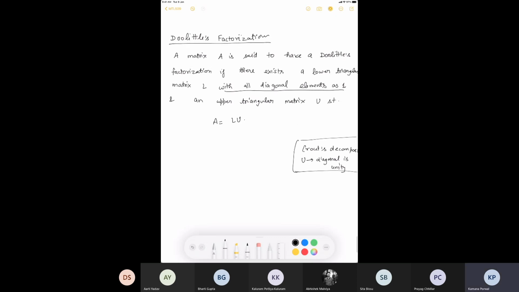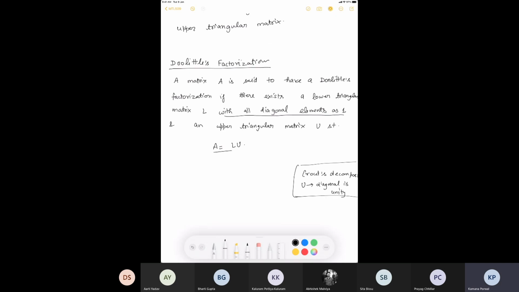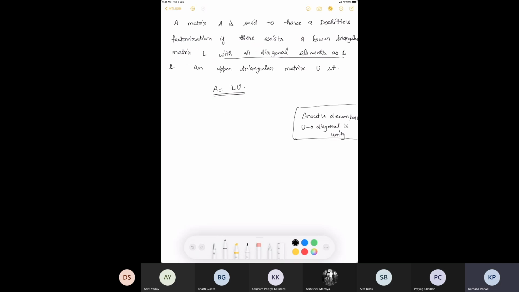But we are just going to discuss the Doolittle's factorization, because the idea for the Crout's decomposition is the same. So now the question arises: what is a sufficient condition for the LU factorization? When can we ensure that a matrix A will have an LU decomposition? Let me state this as a theorem.